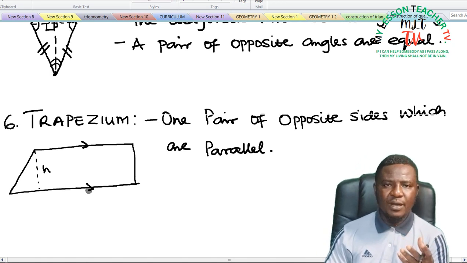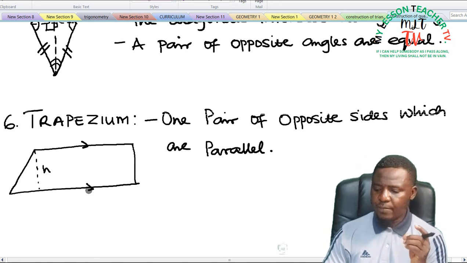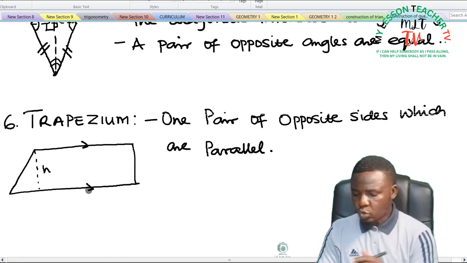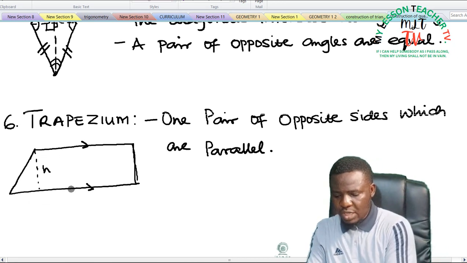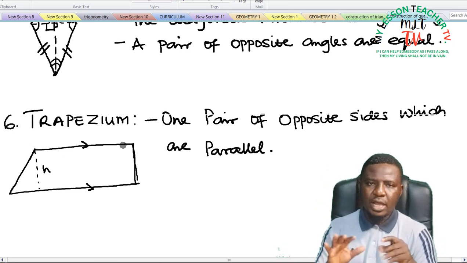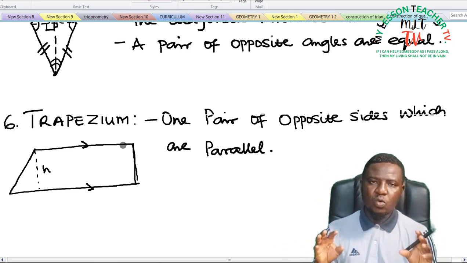And one of the striking features of a trapezium is that no side is equal to the other. You don't have two pairs that are equal. So if you look at it, this side may be different from this, as well as this is different from this. So there are no pair of equal sides.